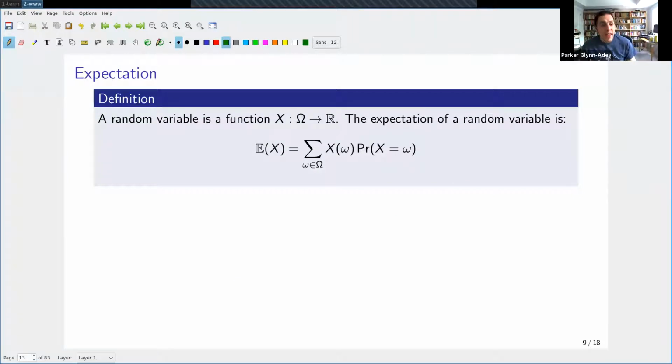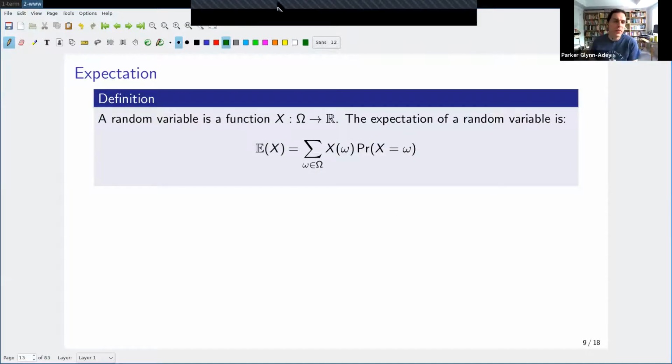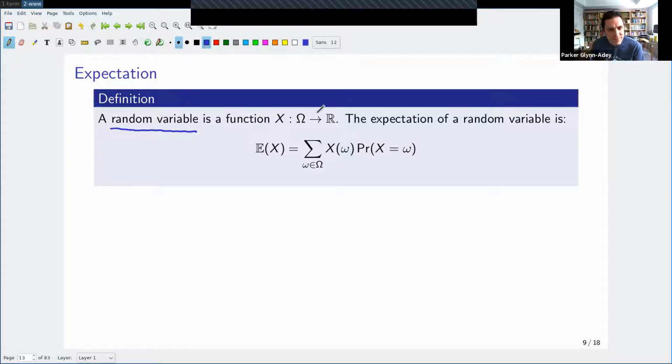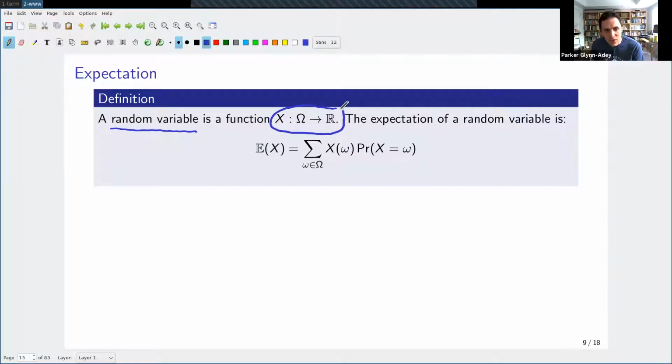Okay, now there are these things in probability theory that are terribly named. A random variable. Weirdly, a random variable is neither random nor is it a variable. It's a function. What this function does is it takes things in our event space and it outputs numbers. Given an event, we assign some number to it. And the expectation of a random variable is what we expect to come out of that variable.